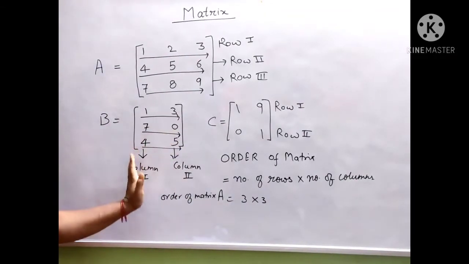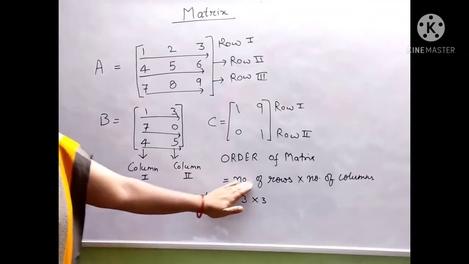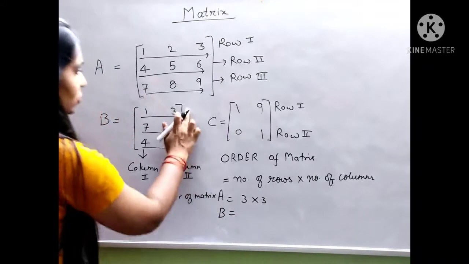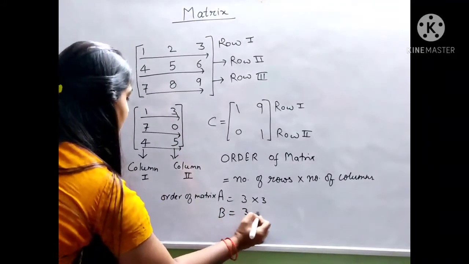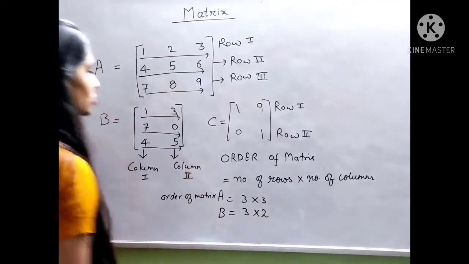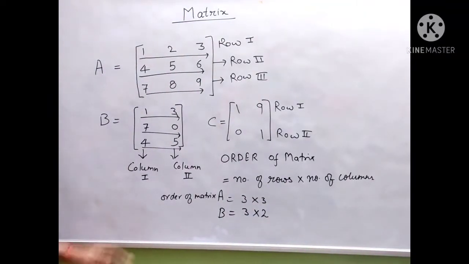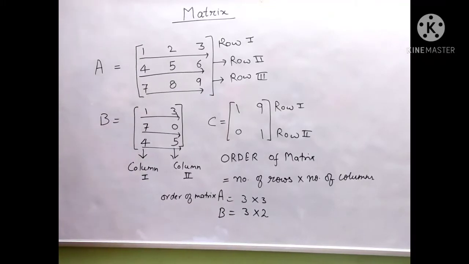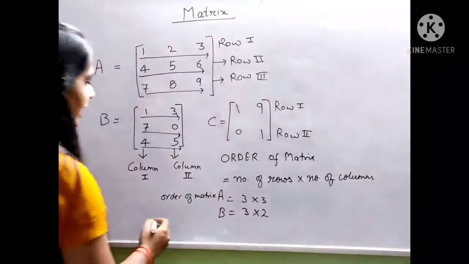The order of matrix B: you can see here 3 rows and 2 columns. So the order of matrix B is, how many rows are there? 3. And how many columns are there? 2. So the order of matrix B is 3 by 2. Never say 3 into 2. We have to say 3 by 2.